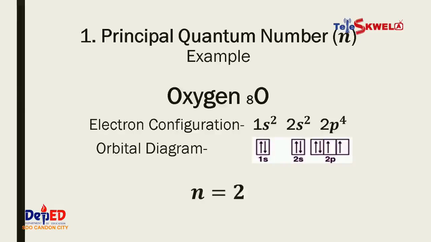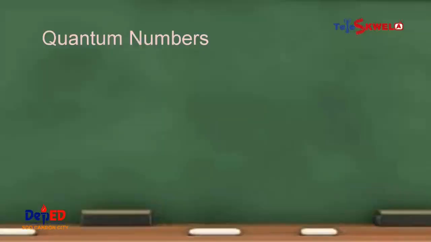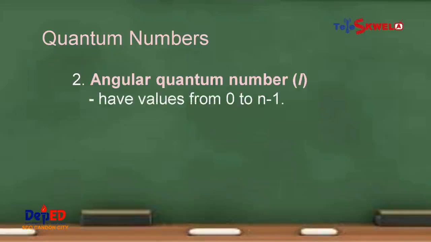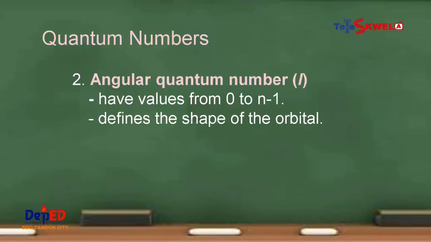You're right. Its principal quantum number is 2, since the highest numerical coefficient in its electron configuration is 2. Next, we have the angular quantum number. The angular quantum number has values from 0 to n-1 for each value of n. Always remember that small letter n denotes the principal quantum number.